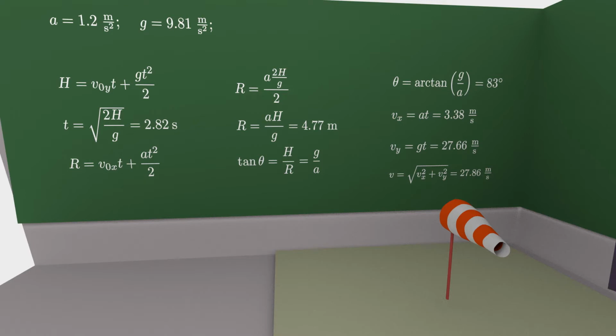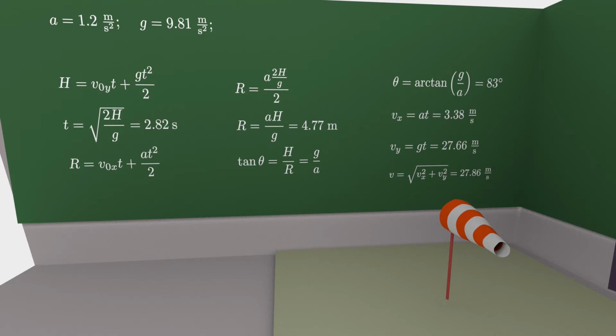Here we have a motion with acceleration a. Therefore, we have the equation for r, and again without initial velocity. So, r is 4.77 meters.